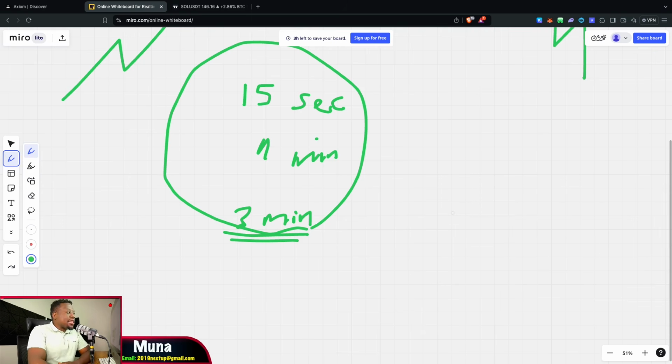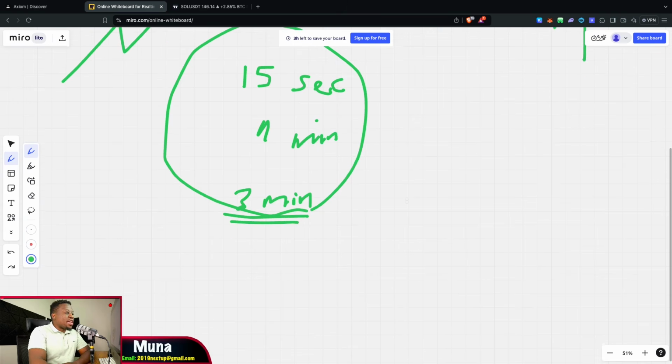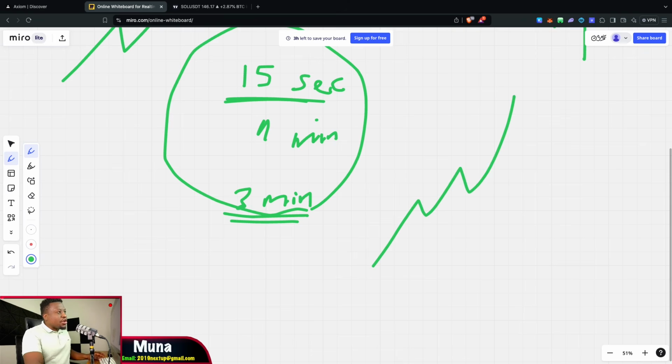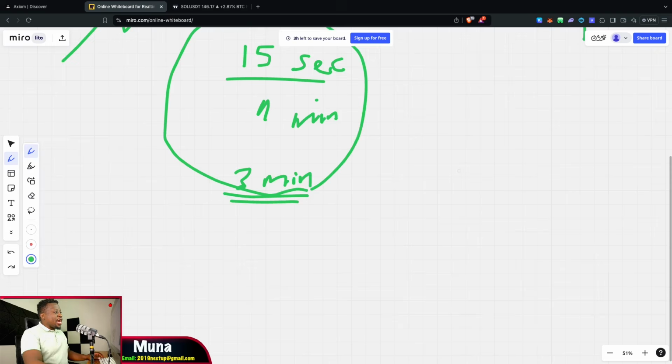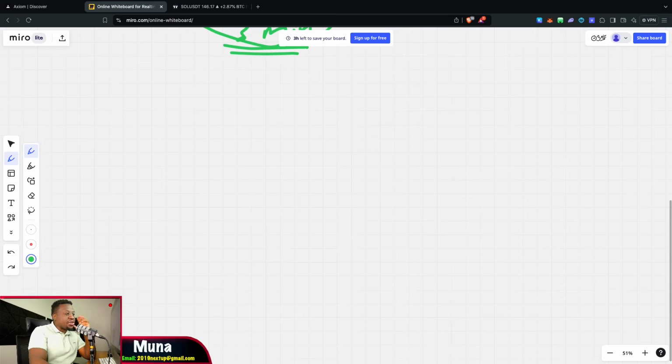Now that you understand this simple concept and the fact that markets are made up of fractals, what you're going to do is look for subtle clues in the smallest time frame to show a continuation of an uptrend. In order for you to jump into a meme coin, it has to exhibit certain criteria. Number one, the volume has to be on point.